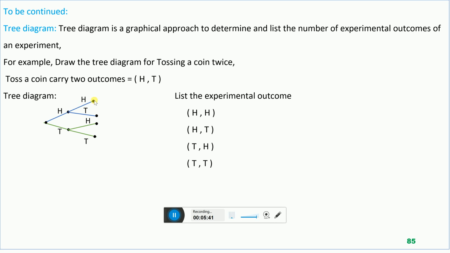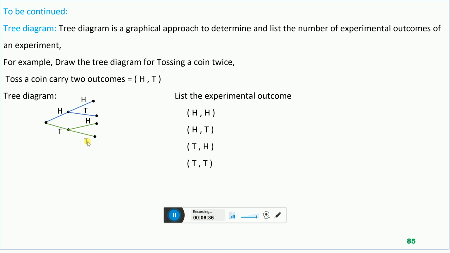So this first path represents head, and this second path represents tail, because the second toss also carries two outcomes, head or tail. So the first toss outcome we will further extend into two paths. We will draw two lines, and one path shows the head outcome and the second path shows the tail outcome. And now I will again extend the second outcome of the first toss into two paths. This first path represents head and this second path represents tail.